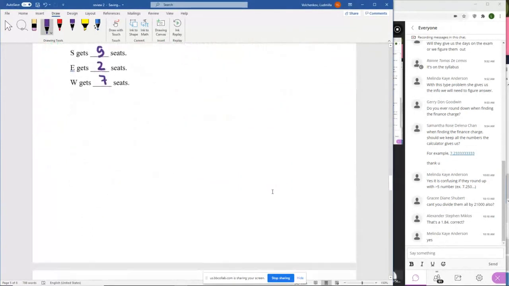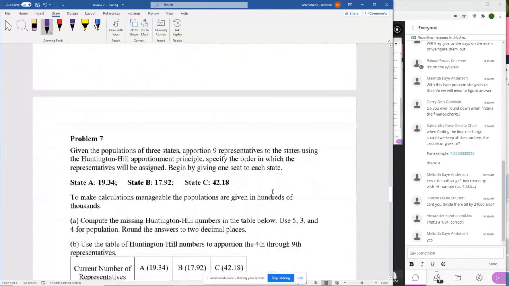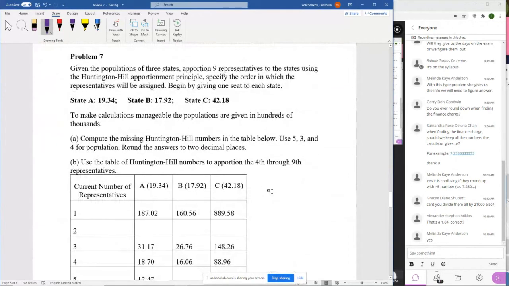The next problem is from 10.2, Huntington-Hill apportionment principle. So it will be a little bit similar to the problem on the quiz on Monday. I remind you that this quiz has 3 attempts so that you can fix it if you don't understand something. I just don't want you to get surprised on the exam.